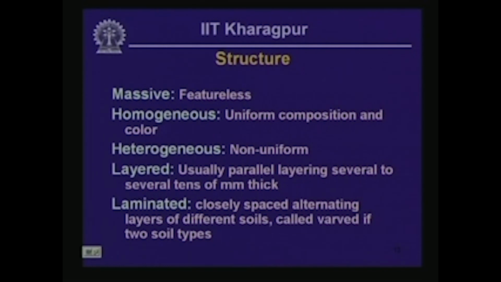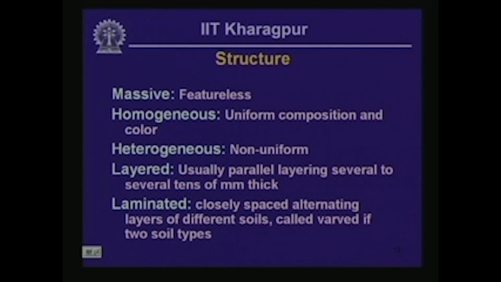Then you have to mention structure, you have to talk about the structure of a particular deposit. Now, structure could be massive. Massive structure is relatively homogeneous and featureless, with no joints or bedding planes apparent within the unit of soil or rock. It could be homogeneous, which is relatively uniform in composition and color. It could be heterogeneous, which means non-uniform in composition and color.